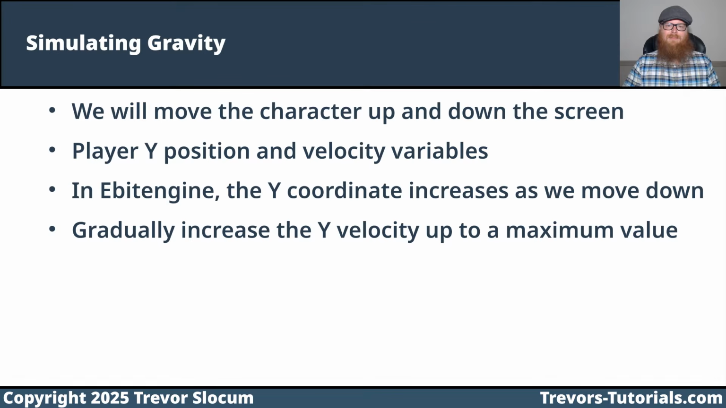In this game, we'll only move the player character up and down the screen. In order to do that, we'll need to create a player Y position variable and a player Y velocity variable. In Ebitengine, the Y coordinate increases as we move down, so a positive Y velocity would mean the player character is moving down the screen. In order to simulate gravity, we'll just gradually increase the Y velocity up to a maximum fall speed.